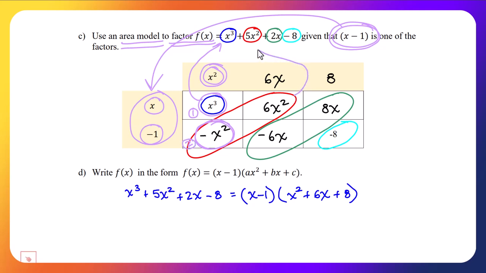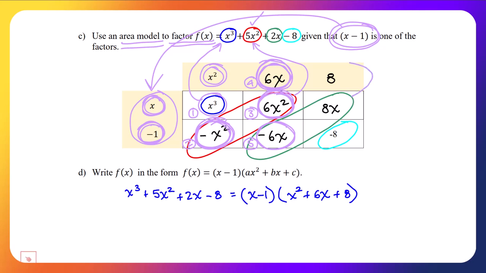Now this red oblong is going to have both x squared terms in it. I already have this negative x squared. To make the 5x squared, I need a 6x squared. So that's the third thing I'm going to fill in. Well, if I have an x here, and this is a 6x squared, this must have been 6x, the fourth thing I fill in. And then once I have the 6x times the negative 1, I get this negative 6x. That's the fifth thing I fill in.